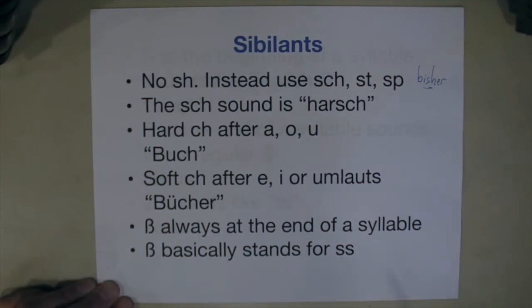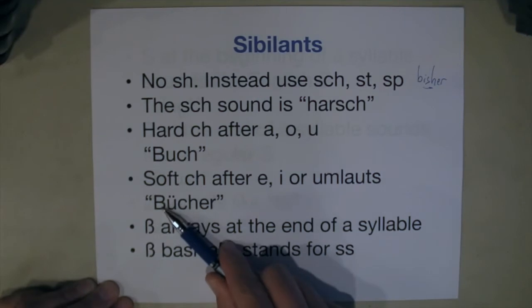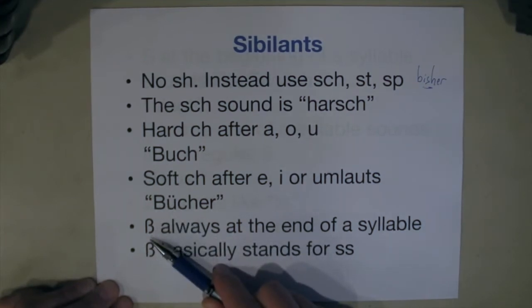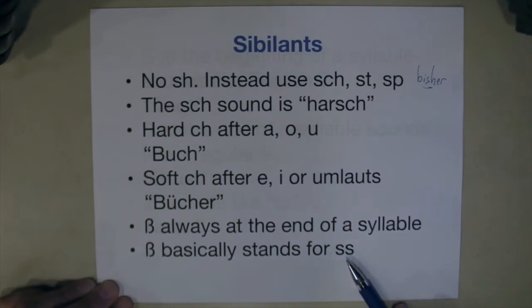Now that S-set that we saw at the end of the alphabet is always at the end of a syllable. So people ask me, gee, do Germans ever mix this up with a capital B? No, never. They'll never mix it up because a capital B is at the beginning of a word. This can never be at the beginning of a word or really at the beginning of a syllable. It's really only at the end of a syllable. Okay, and it basically stands for an SS.